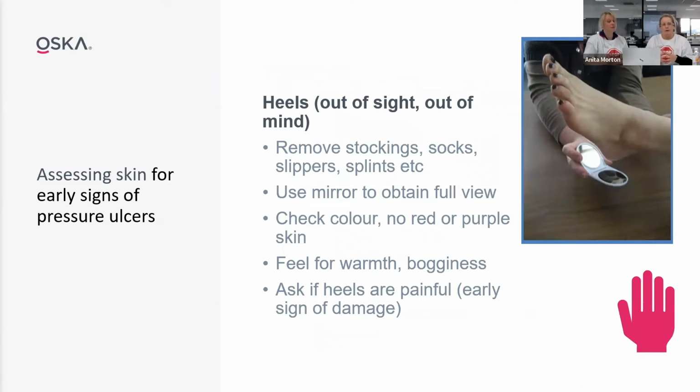And we need to think about those areas that are out of sight, out of mind. We did talk about the medical devices and removing stockings and slippers and socks and splints. Sometimes we might need to think about using a mirror if it's difficult to get around the back of a heel, or if a patient is obese and it's difficult to get around. So using a mirror that can be wiped down for infection control purposes.